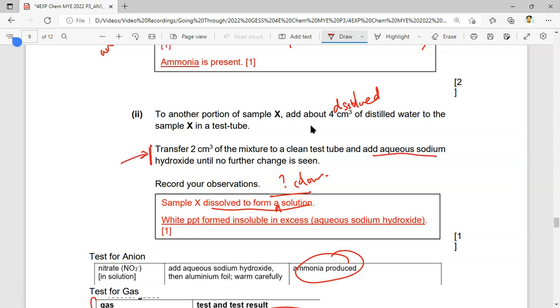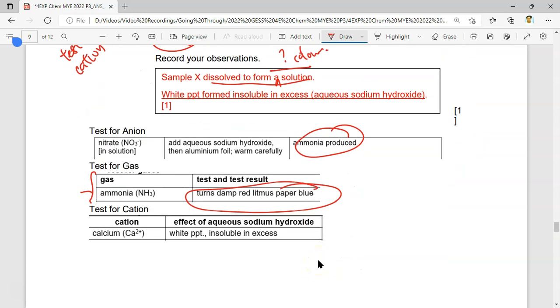You only add aqueous sodium hydroxide. So this is actually a test for cation. You should be circling things like this and tell yourself, yes, test for cation, test for anion. So important. Tell yourself what exactly you are doing. What's the test you are doing? Once you know the test, it's a lot easier, because if I know it's a test for cation, then tada, I can go and look at the data booklet. So all the answers for the test for cation are actually present here.